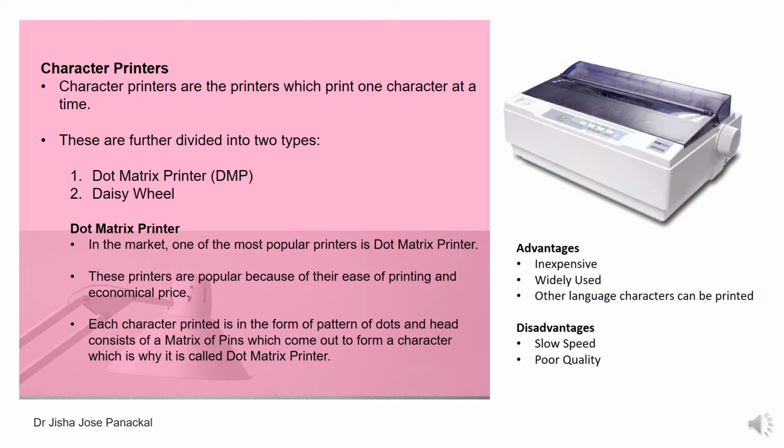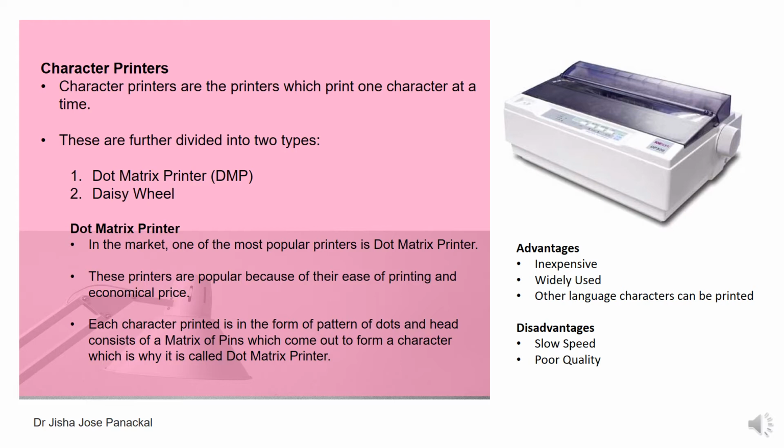The character printers are the printers which print one character at a time. That's why they are called character printers. These are further divided into two types: dot matrix printer and daisy wheel printer. Dot matrix printers are what we usually see on the market. It is one of the most popular printers in the market, and this can be abbreviated as DMP. These printers are popular because of their ease of printing and economical price.